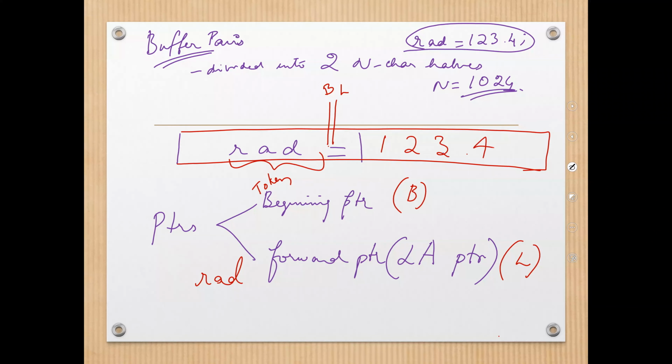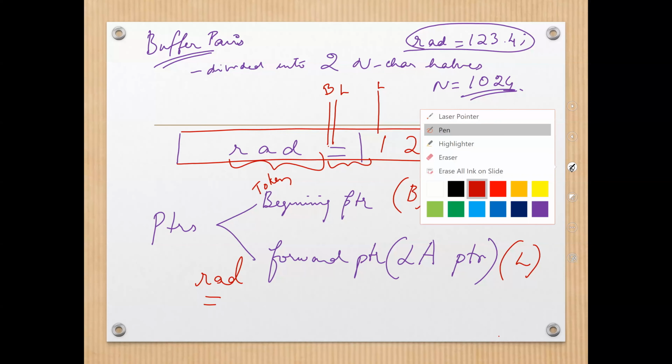So I have the remaining of my code, 123.4. My code is finished, so I place an end of file over here. My L moves. By the time L reaches over here, I encounter a number, which means everything between B and L is a token. So I have recognized my next token.